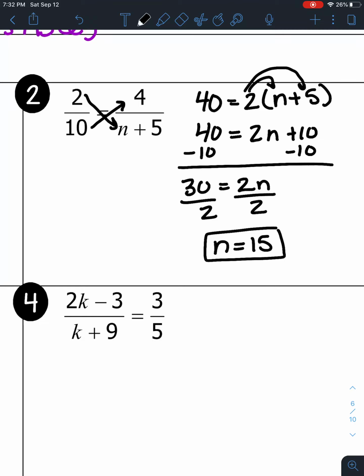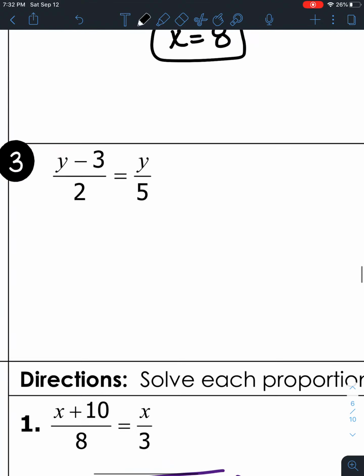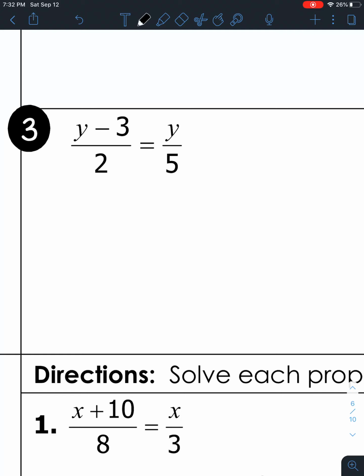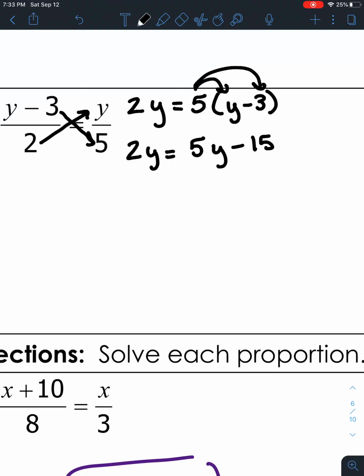All right, let's look at a little bit more tricky one. Now this one's going to introduce two variables. So again, 2 times y is 2y. This one again I'm required to distribute, so 5 parentheses y minus 3. So I'm going to take that 5 and distribute it to everybody on the inside. So that gives me 2y equals 5y minus 15.